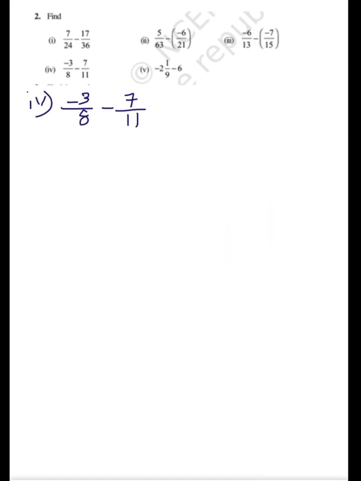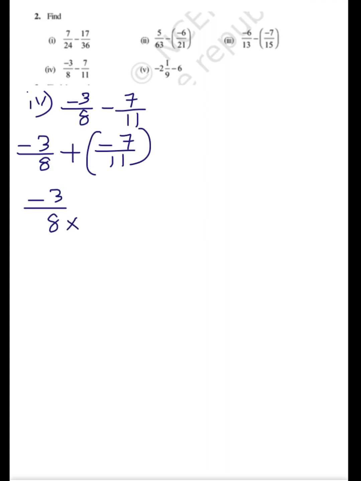So this is fourth question, minus 3 by 8 minus 7 by 11. So here also denominators are different. So first, instead of minus, you have to put plus, and what is the additive inverse of 7 by 11? It's minus 7 by 11. Okay, now let's do this. That is, you have to make their denominators same. For that, let's take the first number and multiply it with denominator of second, which is 11. Okay, then what will you get? What is minus 3 into 11? It's minus 33. Now what is 8 into 11? It's 88.